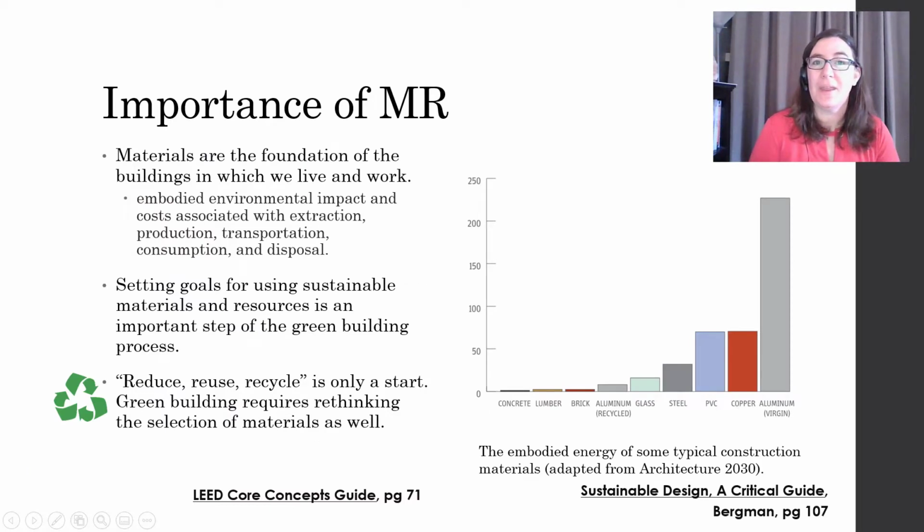So let's start out thinking about this topic and realize that setting goals for using sustainable materials and resources is going to be an important step of the green building process. In fact, it's one of the first important steps. Overall, this is because materials are the foundation of the buildings. And so we need to consider the embodied environmental impact, and I'll talk a little bit more about that in a minute. And the different costs that are involved with those materials, including extraction, production, transportation, consumption, and disposal.